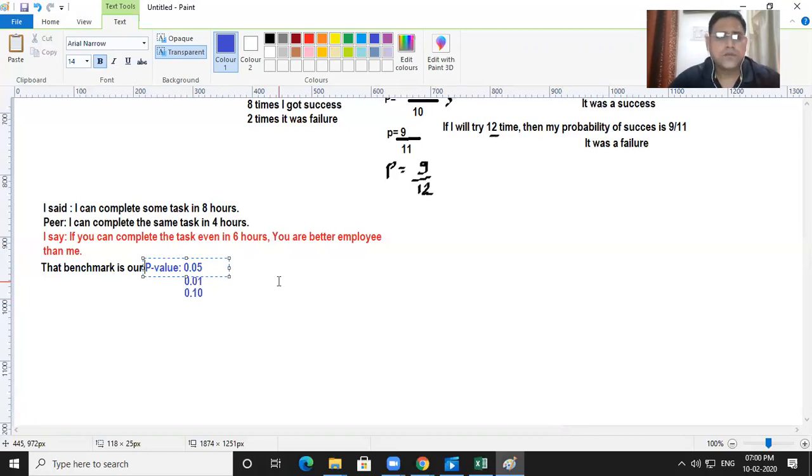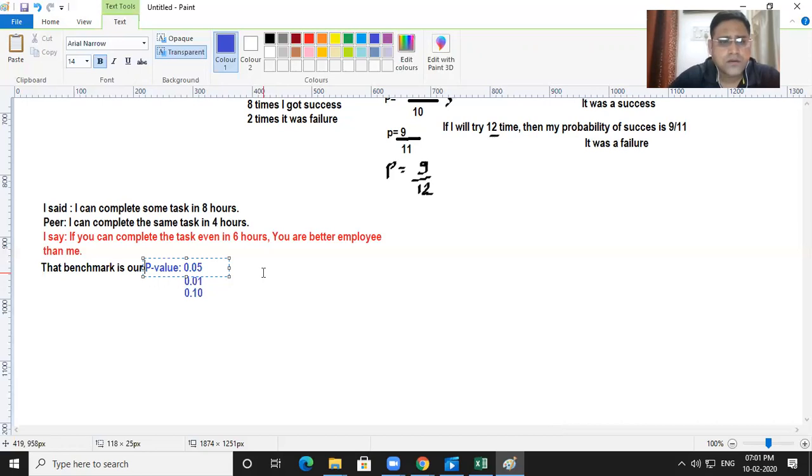Now, for example, we can say that in some universities, the passing criteria is 30%. In some universities, it is 35%. In some universities, passing criteria is 40%. So they are fixing the parameter that if this student scores more than 40%, then only he will be considered as passed, isn't it? So this is happening here.